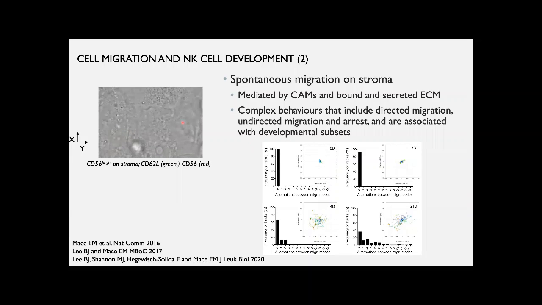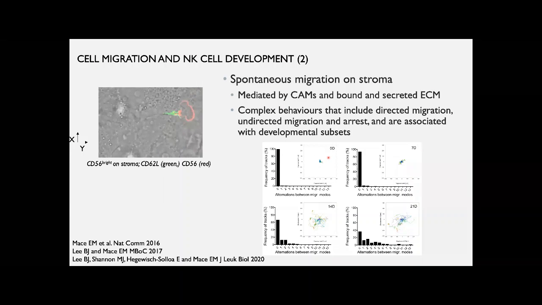And so shown on the left is a cell migrating. What we've done here is we've laid down a carpet of stromal cells. The developing NK cell is shown labeled by CD56 itself in red and CD62 ligand in green. And you can just see that these cells are undergoing fairly significant migration on the stromal cells as they're undergoing differentiation. And the graphs down here also illustrate this in a slightly different way. This is just tracking these cells at individual time points as they're going through differentiation.